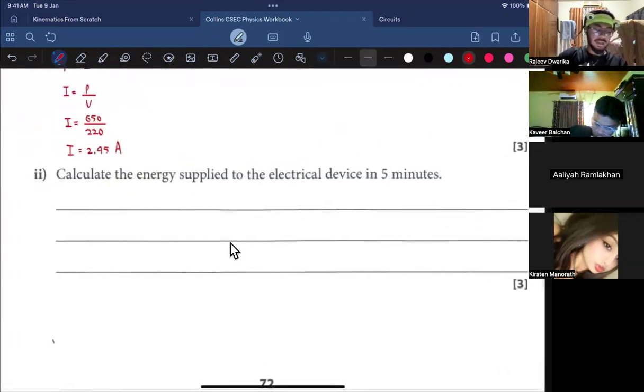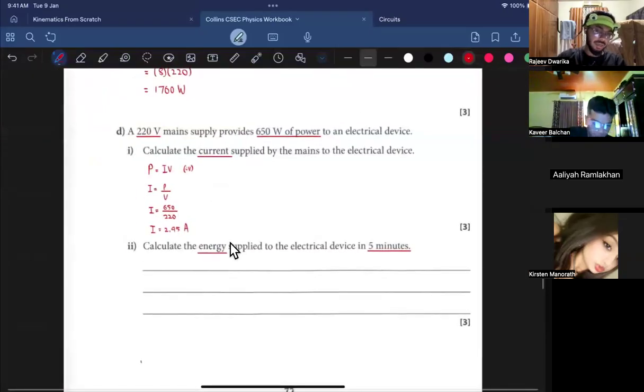All right. Calculate the energy supplied to the electrical device in 5 minutes. Okay. So let's carefully study what's going on. They want us to find energy, right? And they are giving us time. And I want you to pay attention to what we have prior to this question. Look at part D. So they want us to calculate the energy. They are giving us time. And what else do we have from the question? Think.